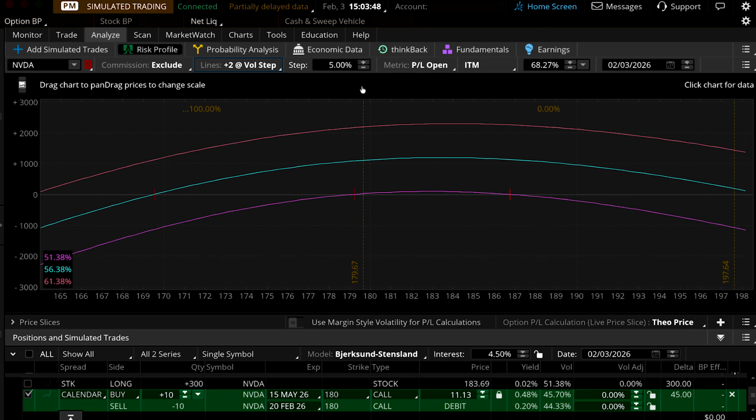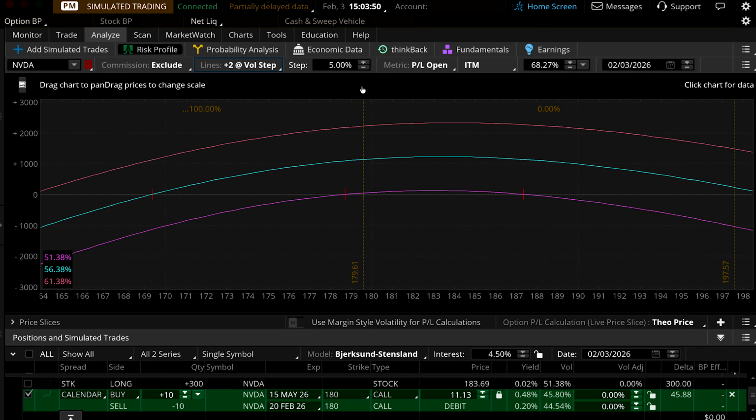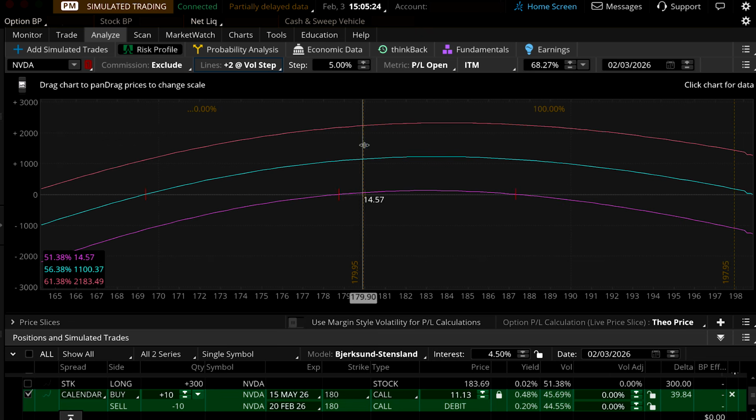So that's definitely something you want to keep in mind when you're making these trades. If they're working in your favor, you don't need to see them all the way through. You can decide to take your profit and move on to the next one.